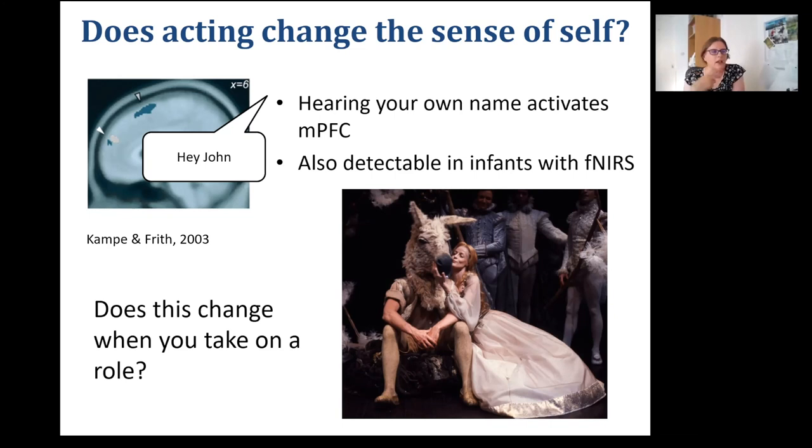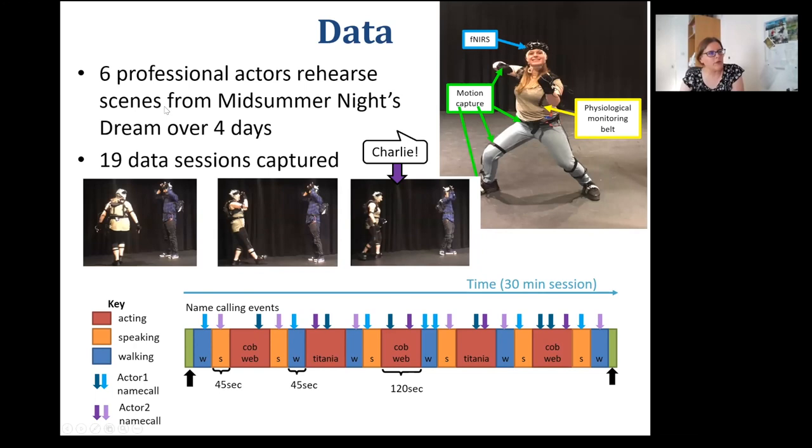So we have six professional actors who are rehearsing scenes from Midsummer Night's Dream, working in pairs. We collected data from them over 19 different sessions, always with fNIRS on two people. In each recording session, they have some control conditions where they might be walking or speaking, and then some acting sessions where they're either playing a scene with Cobweb or playing a scene with Titania.